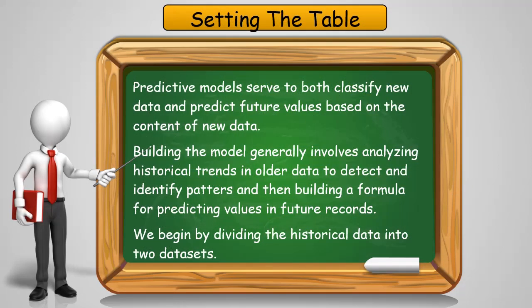A predictive model serves to classify new data and predict future values based on the content of the new data. Building this kind of model generally involves analyzing historical data to detect and identify the patterns, and basically building a formula that we can use to predict future records. And we begin this by dividing the historical data into two different data sets.